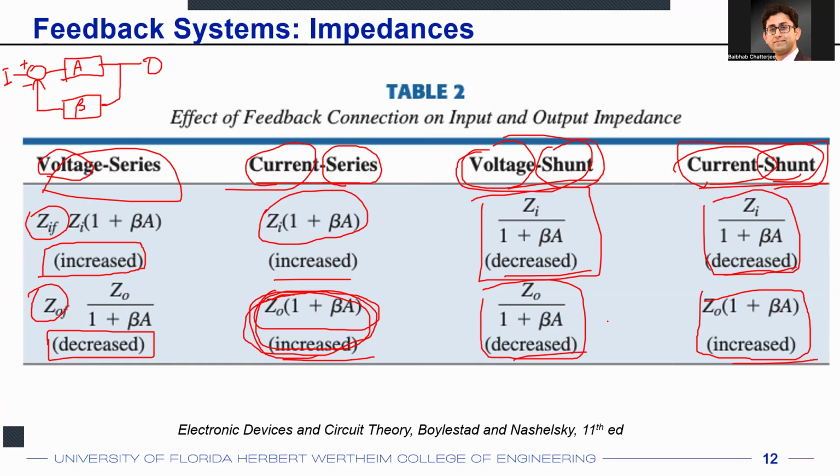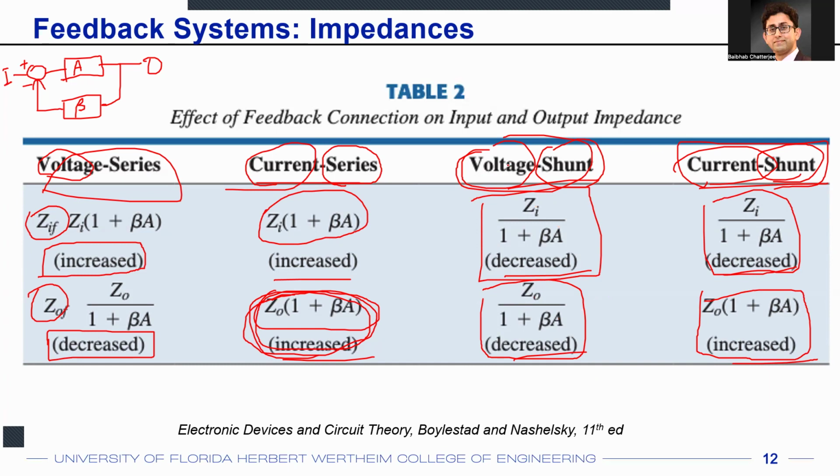Any questions? Yeah. Series just means the input is a voltage. Series means input is a voltage because you can only connect voltage sources in series. You cannot connect current sources in series. Shunt means it's current. Okay.